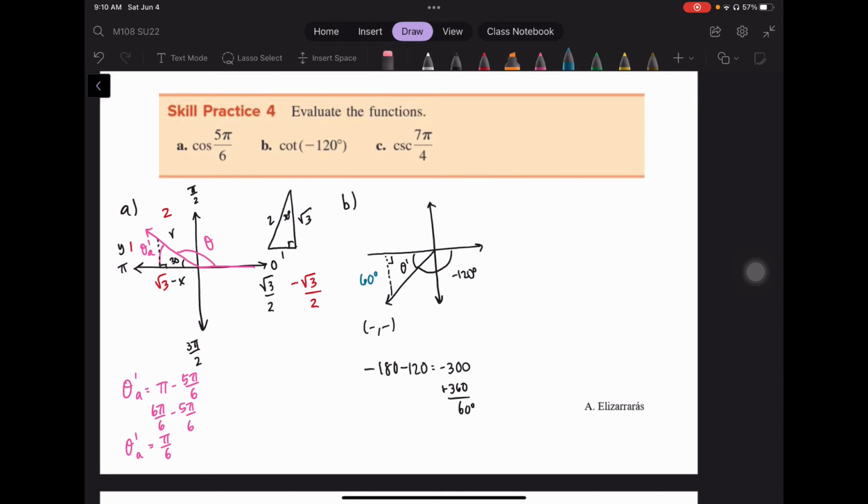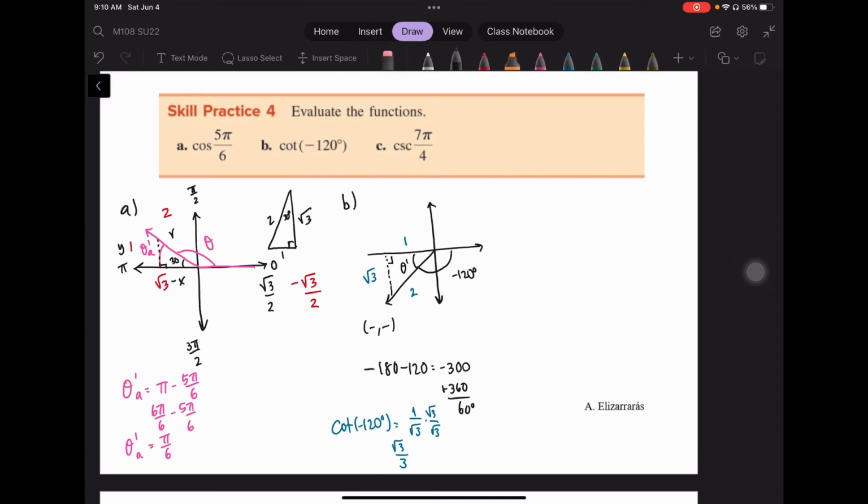And so for 60 degrees, opposite the 60 is root 3. So this is a side length of root 3. The hypotenuse has a value of 2, and the adjacent is a value of 1. And so when I'm doing cotangent of theta, I'm doing adjacent over opposite. So I'm going to be saying that the cotangent of negative 120 degrees is equal to 1 over root 3, which I rationalize, and I get root 3 over 3.